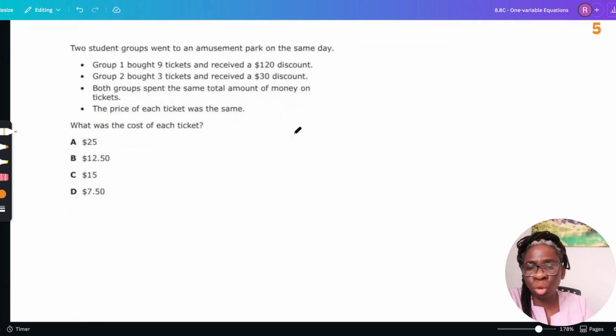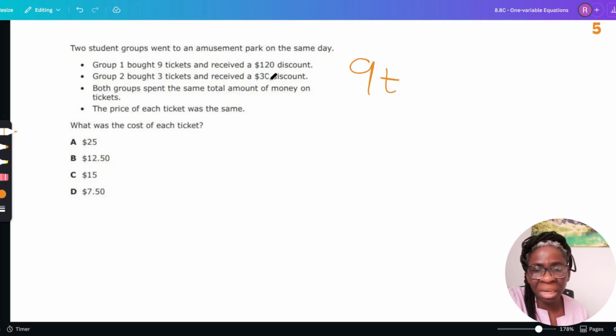Two student groups went to an amusement park on the same day. Group 1 bought 9 tickets and received a $120 discount. Mind you, when you receive a discount, that means the money you're paying is less. So you subtract the discount from how much you paid. So that means group 1 paid 9 tickets minus 120.